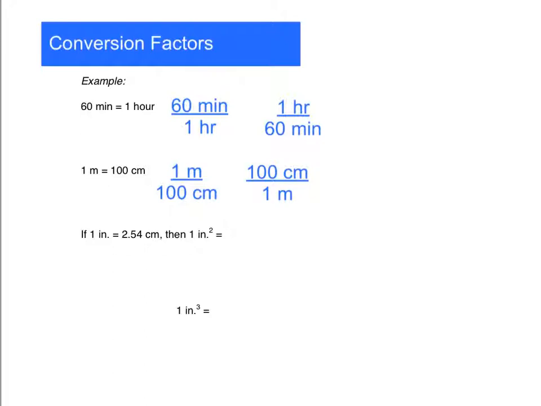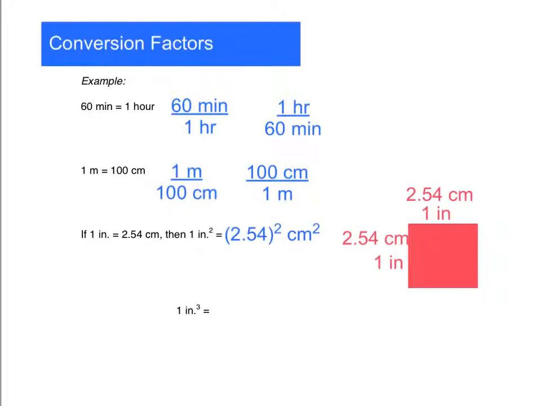So we know that 1 inch is equal to 2.54 centimeters. So 1 inch squared would be how much? So if we take a square, and we say it's 1 inch on one side by 1 inch on the other side, that's the same as 2.54 centimeters and 2.54 centimeters. So 1 inch squared is actually 2.54 squared centimeters squared. So 2.54 times 2.54 would give us how many centimeters squared are in 1 inch squared.